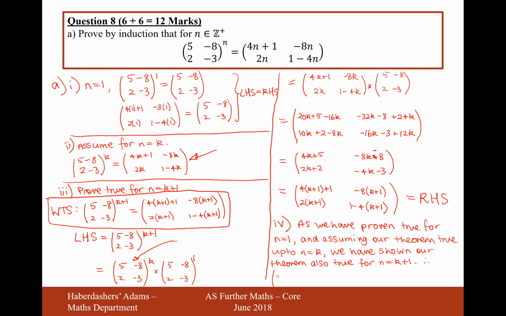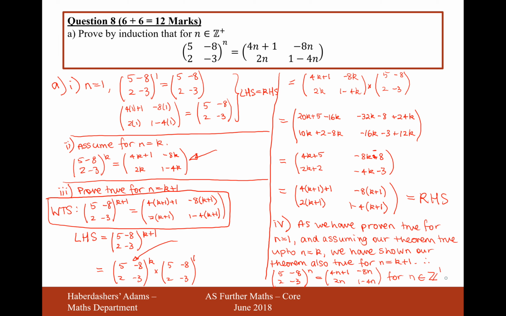Then we'll restate our theorem. 5 minus 8, 2 minus 3 to the power of n does equal 4n plus 1 minus 8n, 2n, 1 minus 4n, for n existing in the Z plus.